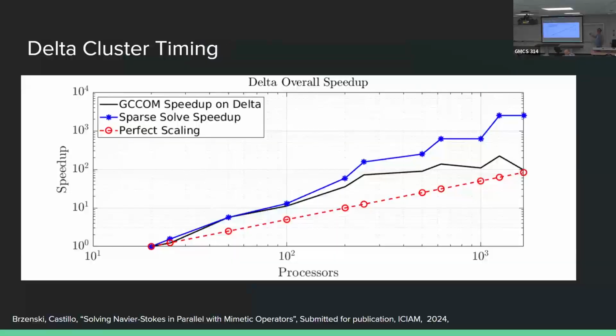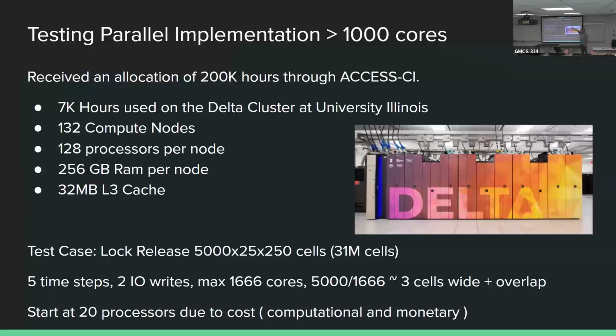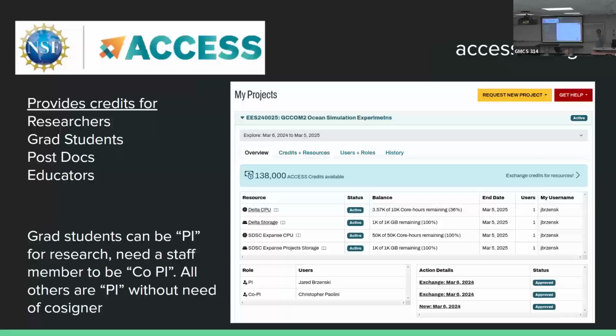So on Delta, I got an allocation of 200,000 compute hours for free. I got it through the Access program. There's a website called access-ci.org, and it provides compute hours. It just provides credits for everybody: researchers, grad students, postdocs, everybody in this room. And the super cool thing is everybody in this room counts as a PI, so you don't need your supervisor's permission. You can just ask for it, which is what I did.